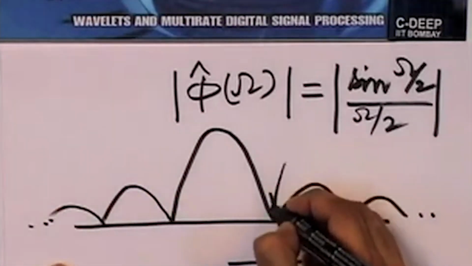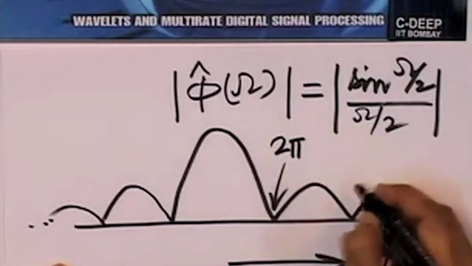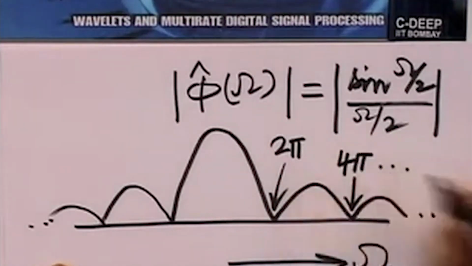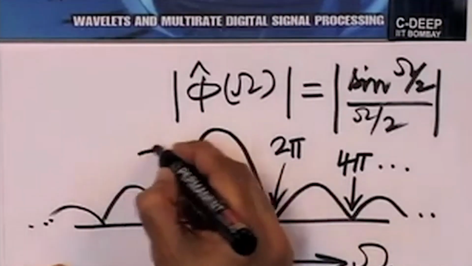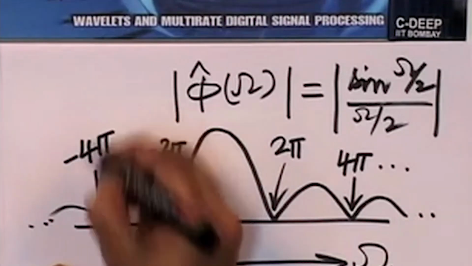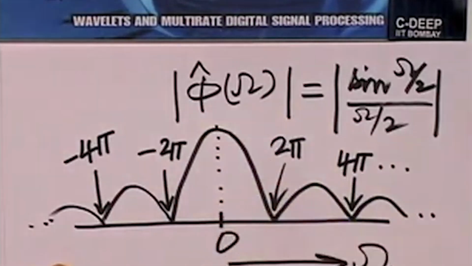Of course, we know where this comes. This will come at omega by 2 equal to pi or at 2 pi. This would come at 4 pi and so on. This is how the magnitude looks. Now, you know, this very clearly shows that phi has a concentration around 0 frequency.